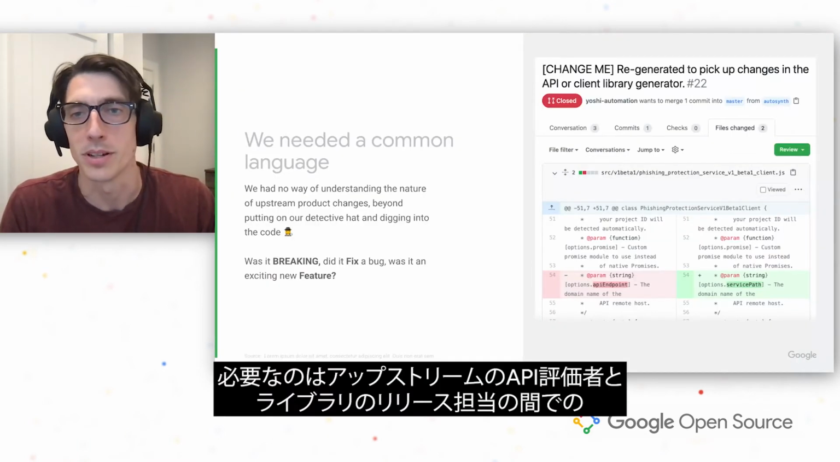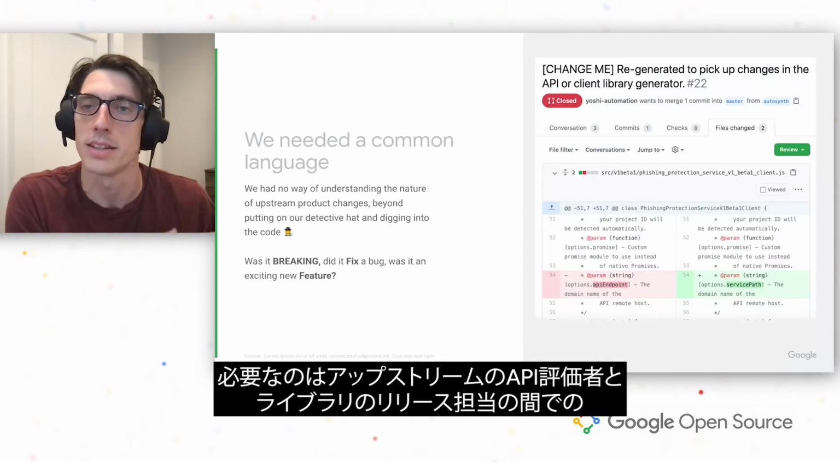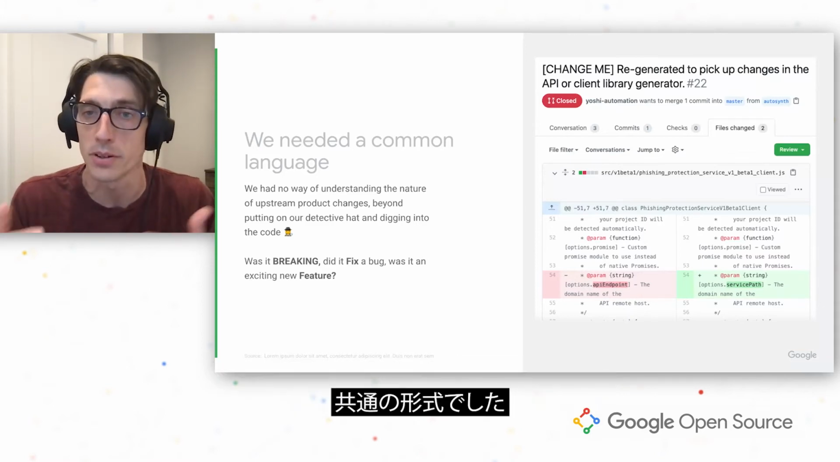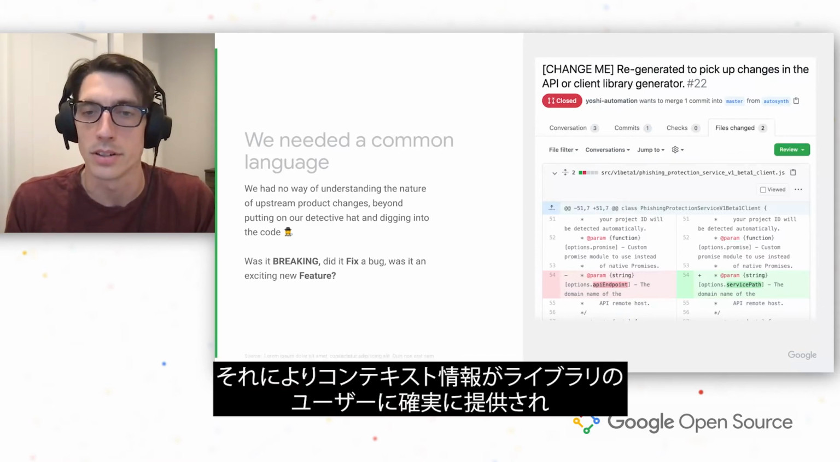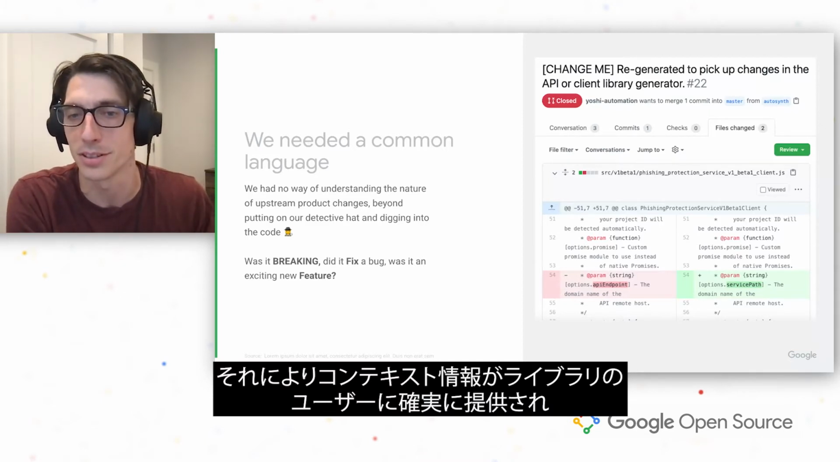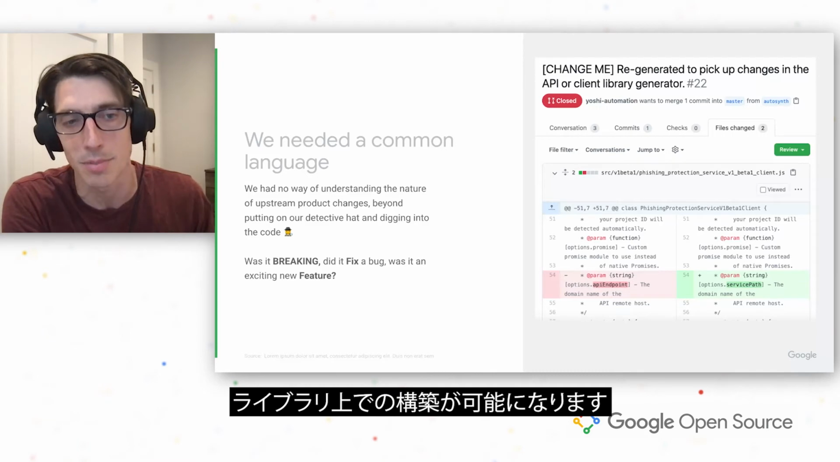So what we needed was a common language that folks writing these upstream APIs and folks releasing the libraries could use to make sure that we provided contextual information to our library consumers so that they could actually build things on top of our libraries.